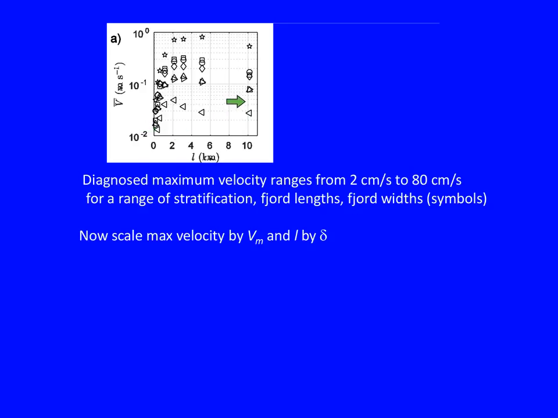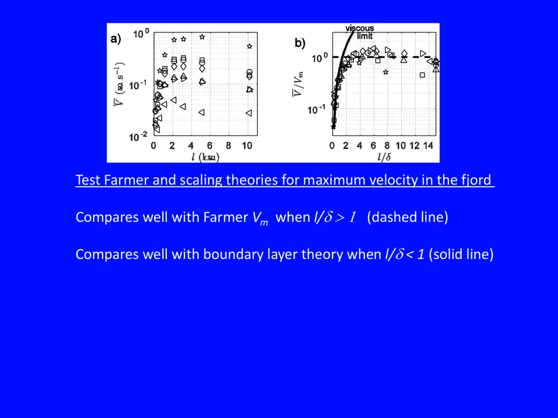And each symbol represents a diagnosed maximum velocity. So if you remember the way things spun up, it started at 0, went up to a maximum outflow velocity, and went back to 0. So in this diagnostic, I'm just picking off that maximum velocity, and here I'm just plotting it. So it varies between about 2 centimeters a second down here, up to almost a meter a second up here. So there's quite a wide range. Now I want to test this with the theory.